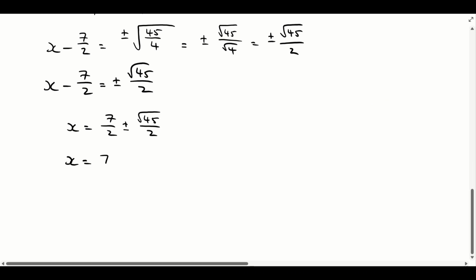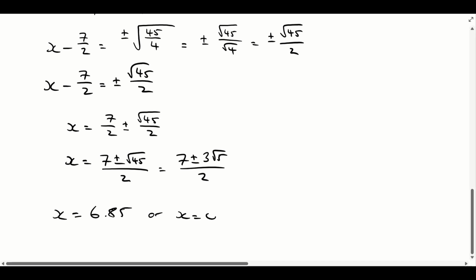which I can put over one common denominator of 2. And if you really wanted to, you could write this as a surd, your square root of 45. That could become, because you've got a 9 times 5 in there, so your square root of 9 gives you your 3 root 5 over 2. And if you were to put this into a calculator, you would end up with two solutions. You would get 6.85, or x could be 0.15.